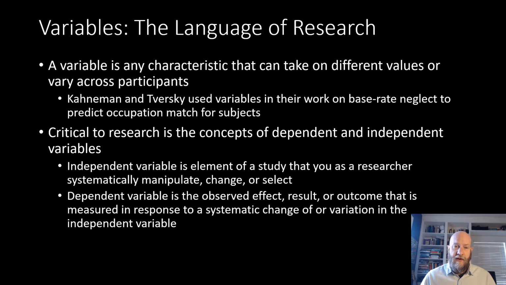The independent variable is the element of the study, the variable that you as the researcher systematically manipulate, change, or select. So let me give you an example. Let's say that you had a new idea for how to treat people for depression. You had a new therapy approach in mind that was driven by your theory. You would develop this approach for therapy for depression. You might select a sample of participants that you're going to study, and one group of those people would get your new experimental treatment, and one group would get something else.